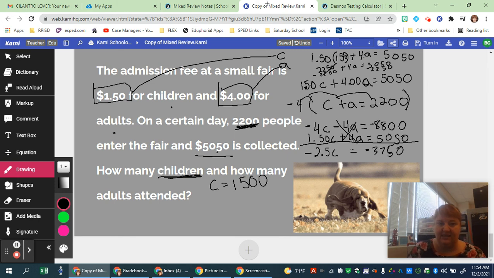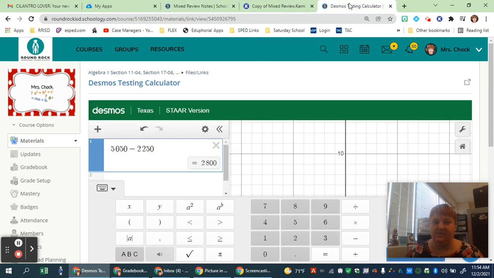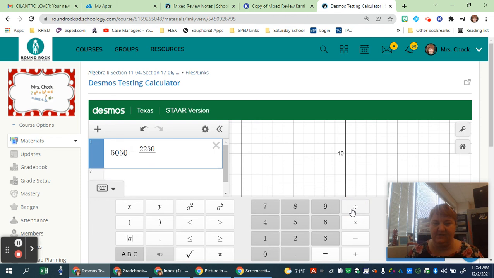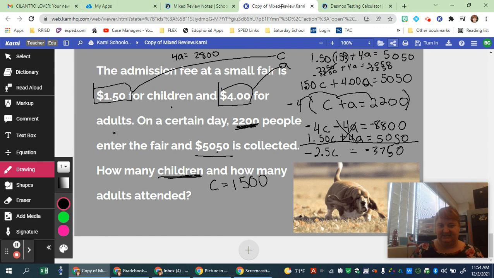So 4A equals 2,800. Is that what I said? Let's make sure. 4A equals 2,800. And then divide it by 4. 2,800 divided by 4, there it goes, 700 adults. That makes more sense. So there were 1,500 kids and 700 adults.